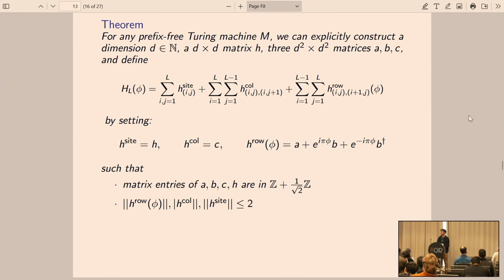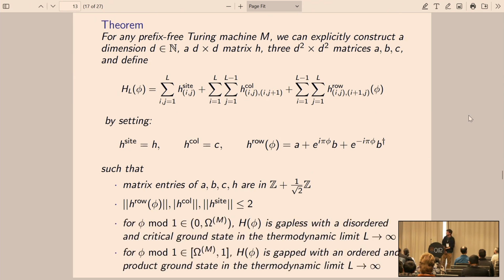And these matrices that we've written down are such that the matrix entries are all of the form x plus y over square root 2 for x and y integer. So they're a very simple form. Nothing strange is going on whereby we're putting in uncomputable numbers and then, oh no, we've got something uncomputable out. This is not that. They're going to have bounded interaction strength.